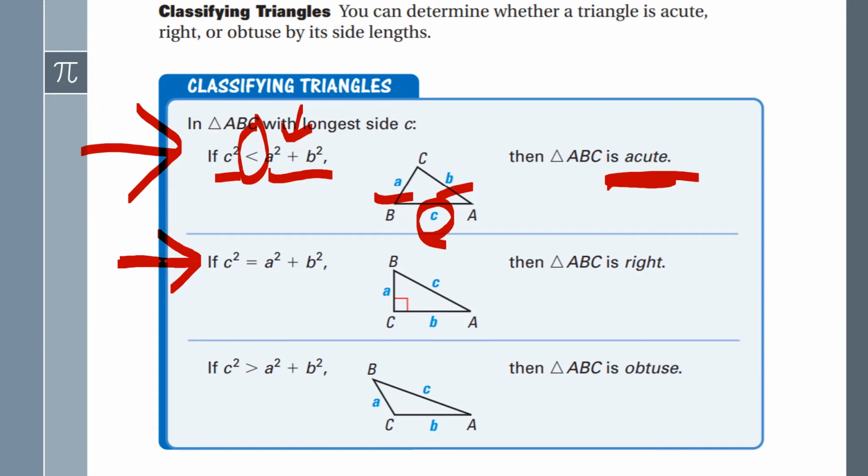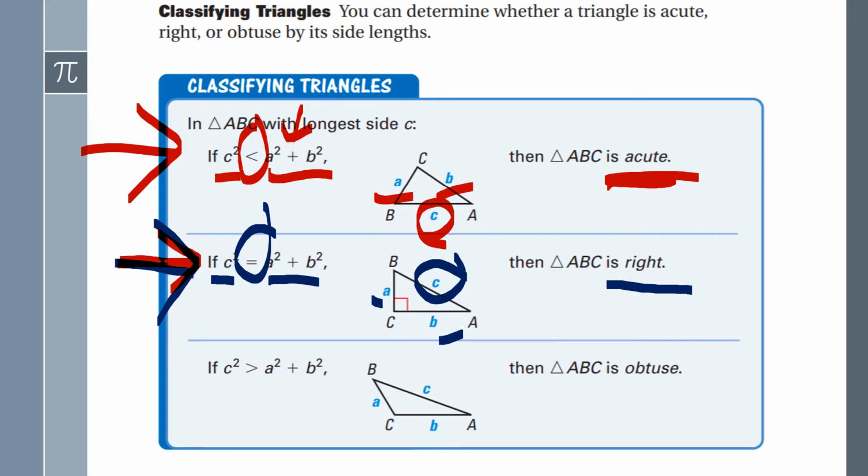Now we want to do the same thing for the second triangle, which is going to be a right triangle. C is still going to be the longer side. So we take the longer side, substitute it back in the place of C and square it. The two shorter sides, which are A and B, substitute them back in the place of A and B and square them. Add the squares together. But this time, if they're equal, then it is a right triangle.